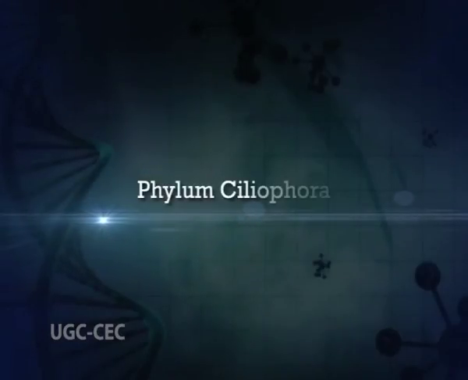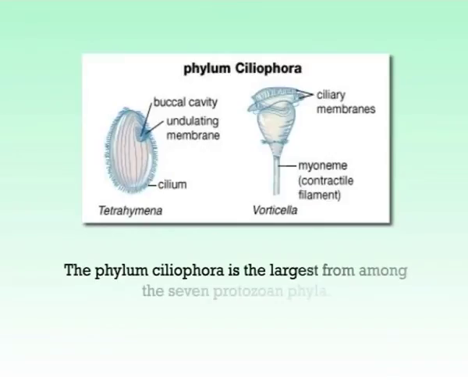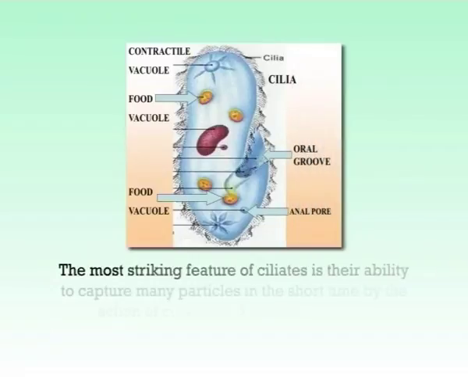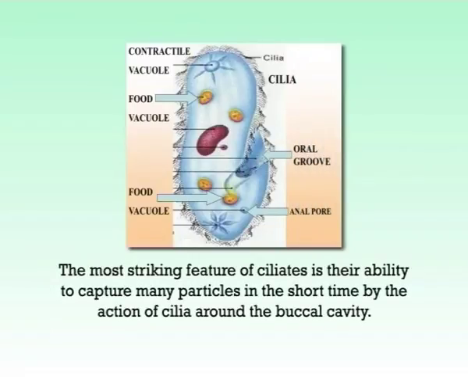Now we'll see the phylum Ciliophora. The phylum Ciliophora is the largest among the 7 protozoan phyla. These are unicellular heterotrophic protists and use cilia as their locomotory organelle. The most striking feature of the ciliates is their ability to capture many particles in a very short time by the action of cilia around the buccal cavity.